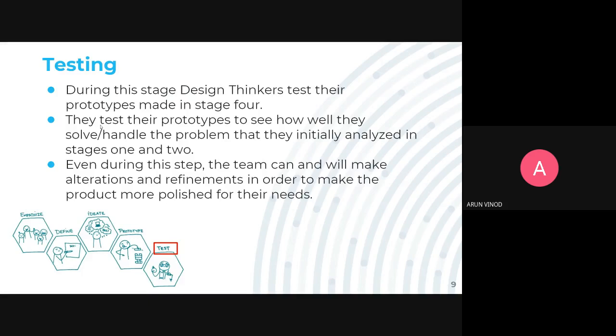And after that, you can give that product to the customers and check whether they are okay with that particular prototype. And if any problem is there, you can come back to the Empathize, Define, Ideate or Prototype stage, and you can redefine it or change it. Even during this step, the team can and will make alterations and refinements in order to make the product more polished for their needs. So at this stage, okay, this is the problem, this is the best solution, and this prototyping is working well, so that we can go for the actual product design or product development. This is your testing.